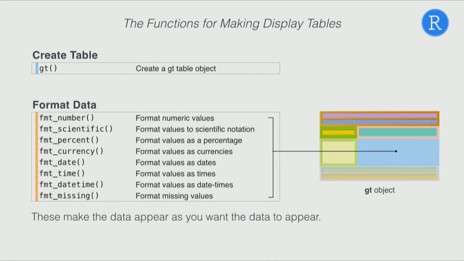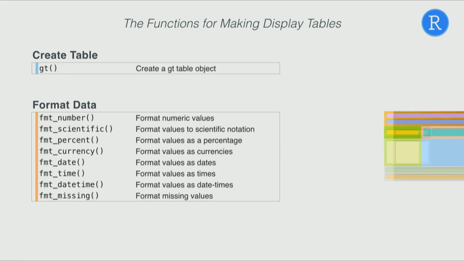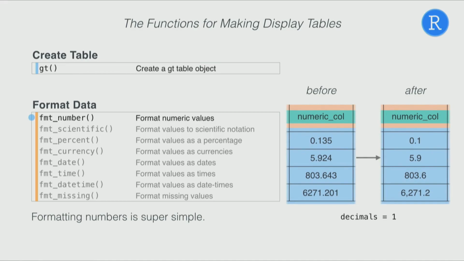We have a series of formatter functions. They all begin with fmt_. And these are great for making the data appear as you want them to appear. It's kind of like in Excel, where you're selecting a bunch of cells and applying a format. It's the same sort of idea here. I'll walk you through a few of these just to show you what they do. Formatting numbers is really simple. You use fmt_number.